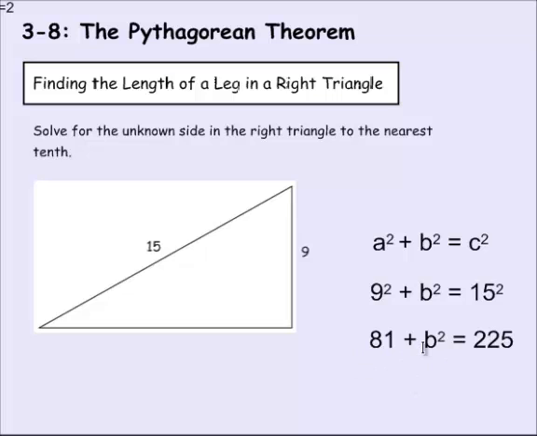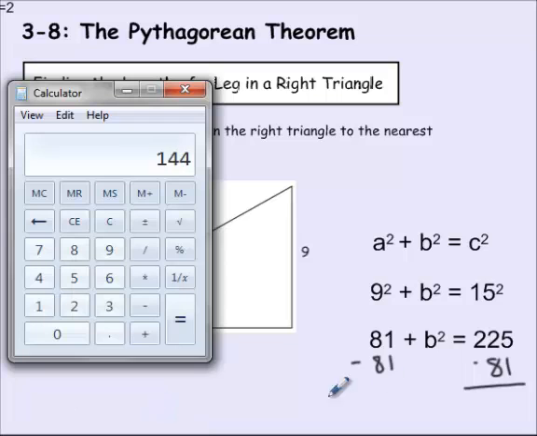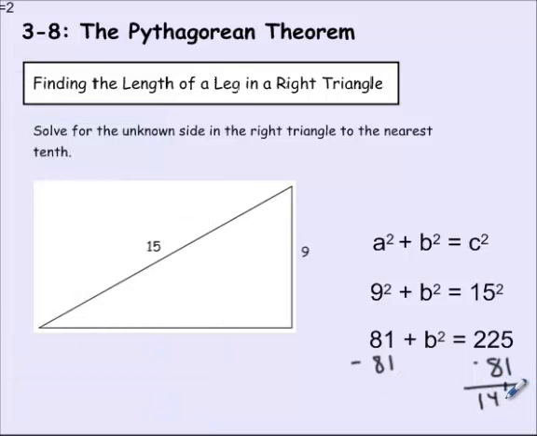And then we could treat this like an algebra problem. We have b squared here. Let's isolate that b squared. So we would subtract 81 from both sides. 225 minus 81 would be 144. So we're left with b squared over here and 144 on the right side. We could square root both of these. So the square root of b squared would just be b. The square root of 144 would be 12. So I know that b equals 12, and we just solved for this side of the triangle.